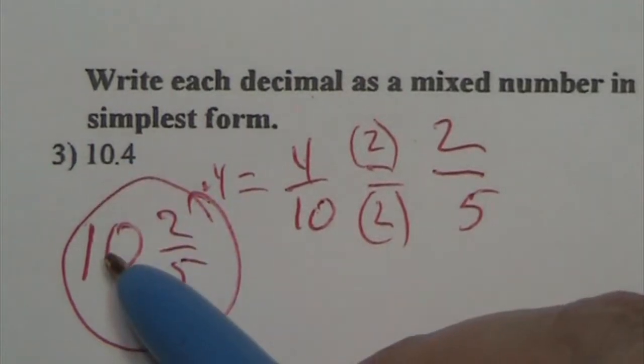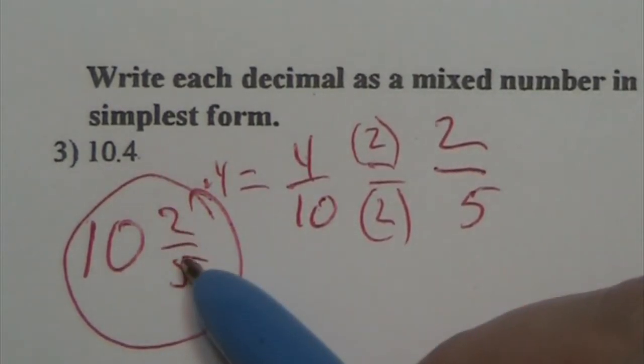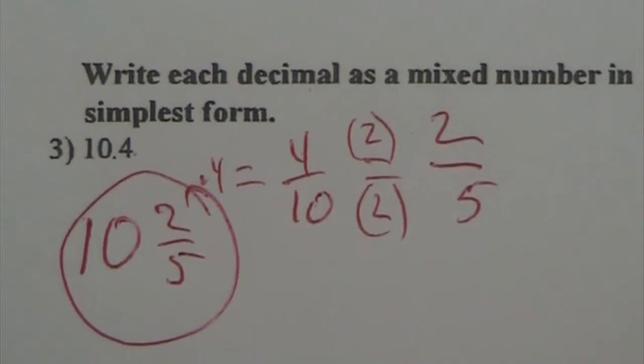So leave the whole number alone. It's just the decimal part, make that into a fraction. And now we have a mixed number.